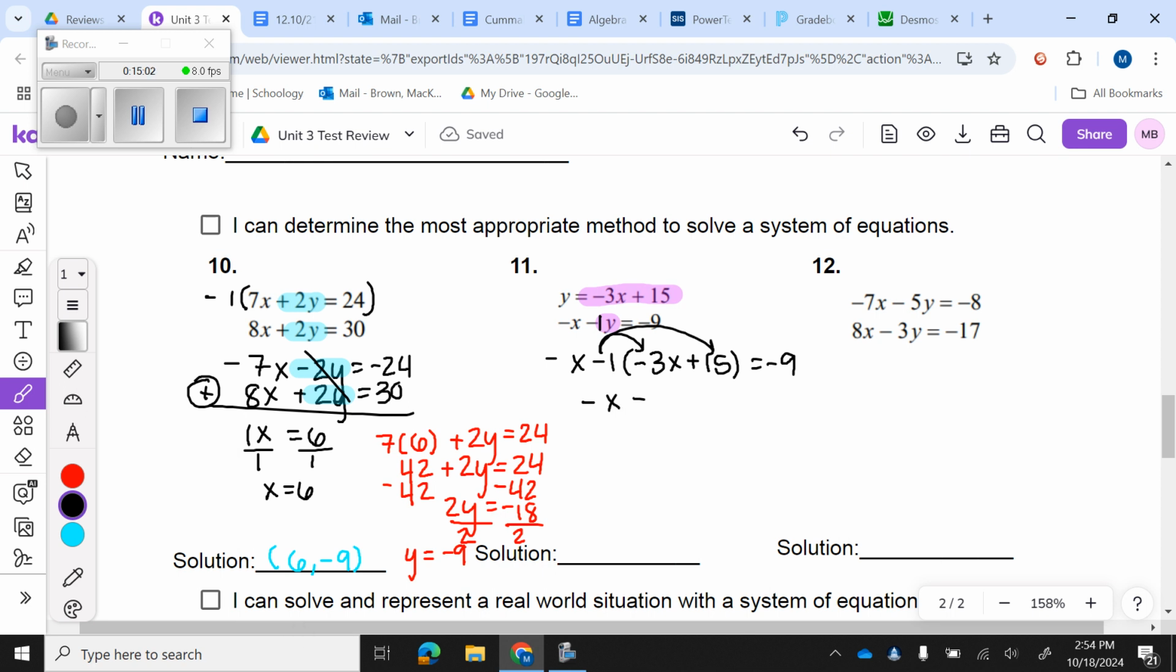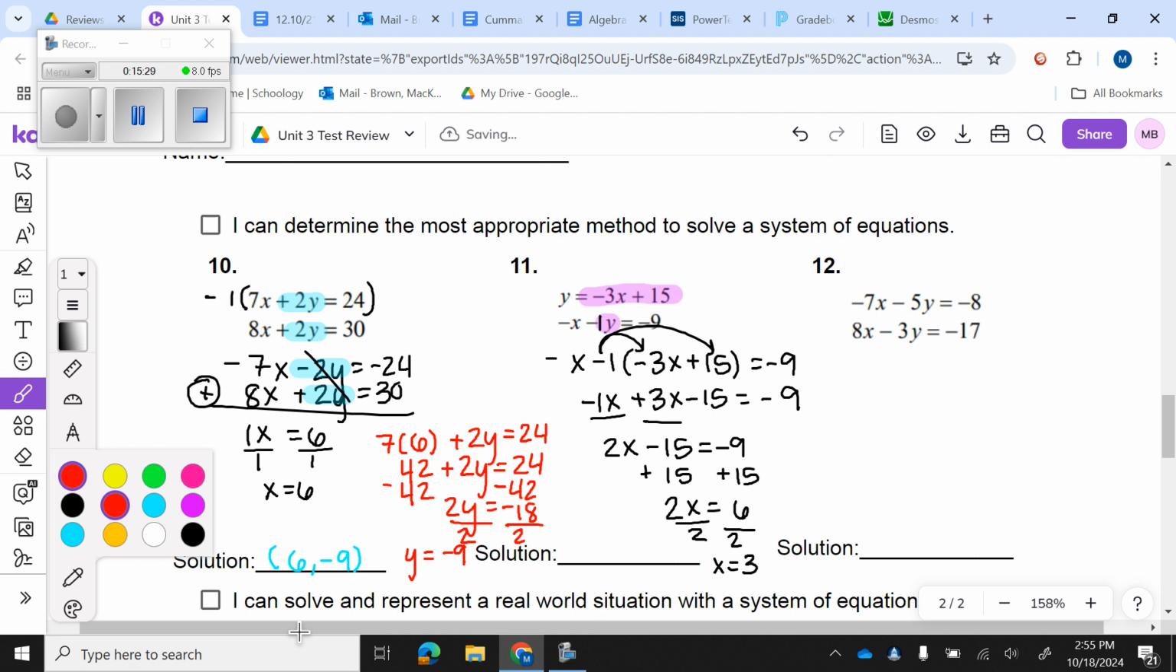Okay, I'm first going to come and distribute my negative 1. So I'm going to have negative x plus 3x minus 15 equals negative 9. I'm going to combine my like terms. If you want to put a 1 in front of here, you can. When I combine these, I'm going to get a 2x minus 15 equals negative 9. I'm going to add 15 to the other side, and I'm going to get 2x equals 6. Divide both sides by 2, and you're going to get x equals 3.